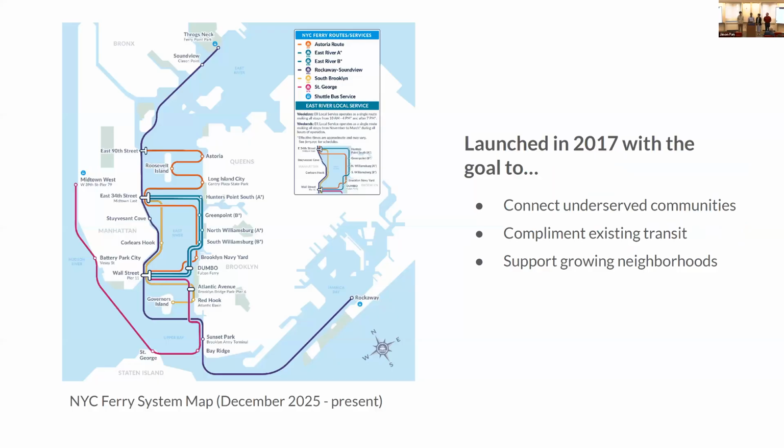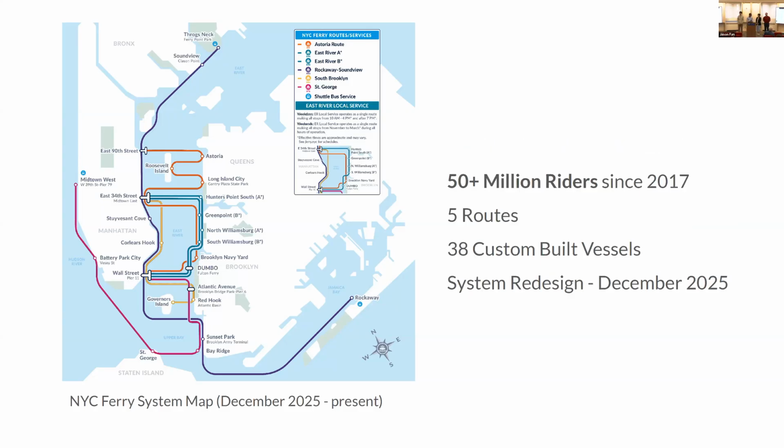To begin, what is the New York City ferry system? The ferry system was launched in 2017 with the goal to connect the underserved communities in New York City, as well as complement existing transit, such as the New York City bus and subway system, and also support growing neighborhoods. And you can really tell this through the way the system is laid out. There's a line that connects the Rockaways all the way up to a neighborhood in the Bronx. Those are very far apart communities where a single seat ride wasn't possible before the introduction of the New York City ferry system.